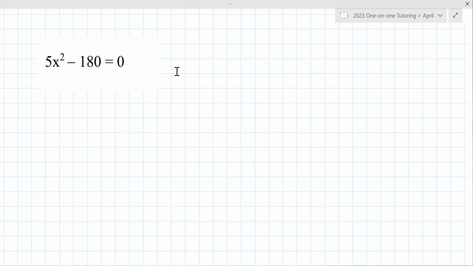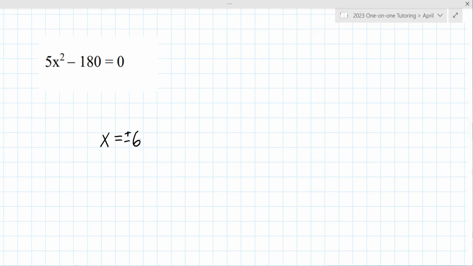Okay. And then plus 180. So then 180 divided by 5. 180 divided by 5 is 36. So then x squared equals 36. So then x equals 6. Is this your final answer? Yes. Oh, no, plus minus 6. Plus minus 6. Okay. All right. Good. That's really good.